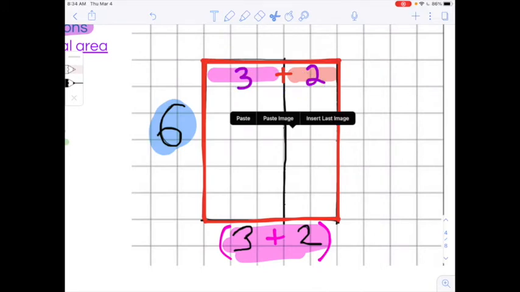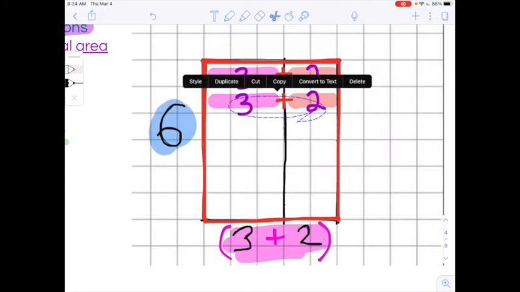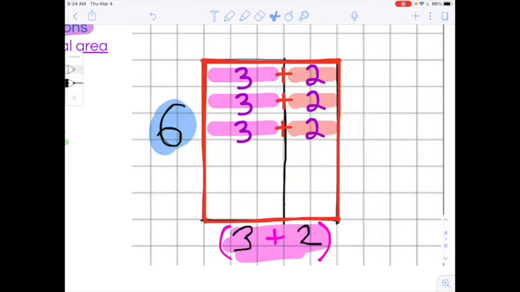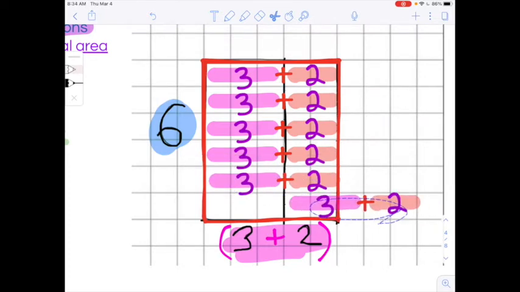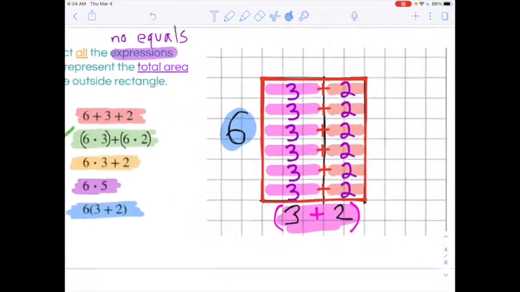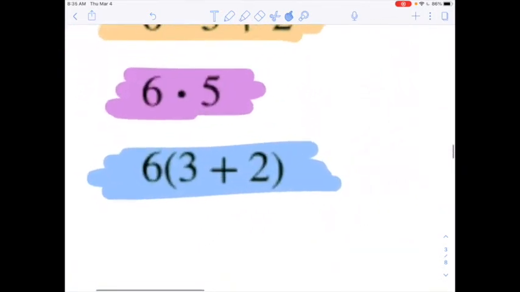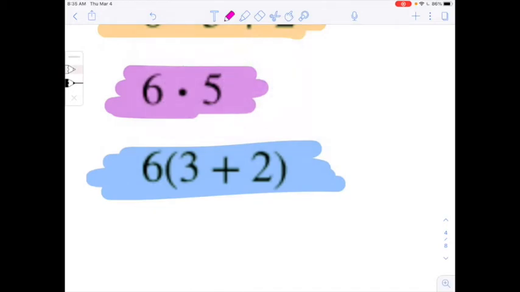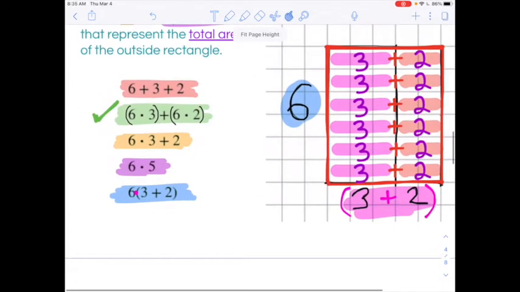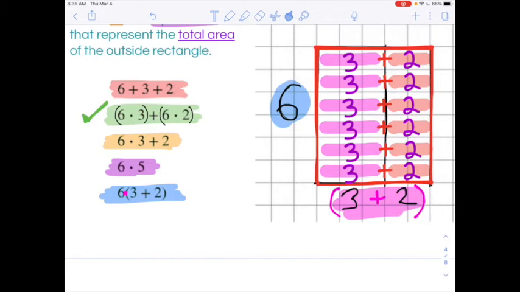I'm going to copy and paste. That repeats in the next row, and in the next row. You can see that it's a repeat because I can copy and paste. So there are 6 repeats of 3 plus 2. This expression right here, 6 parenthesis 3 plus 2, this means 6 times, remember invisible times, I can see 3 plus 2 6 times. And there it is, right inside of our red rectangle. That means the blue one is also a representation.